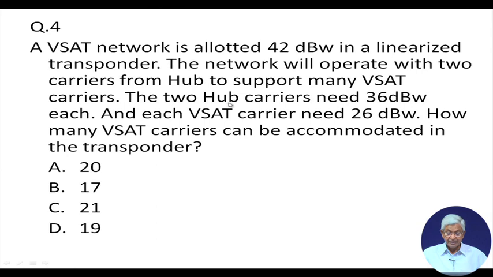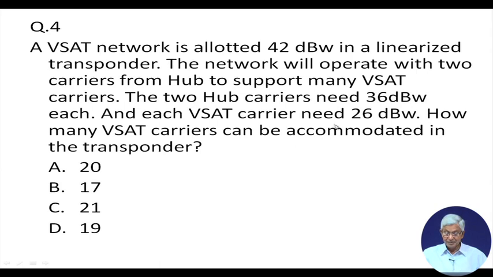2 hub carriers need 36 dBW each. So, each of the hub carriers needs 36 dBW. There are 2 hub carriers which draw from the satellite 36 dBW each out of the 42 dBW which is allotted, and each VSAT carrier needs 26 dBW, 10 dB lower than the hub carrier. How many VSAT carriers can be accommodated in the transponder?